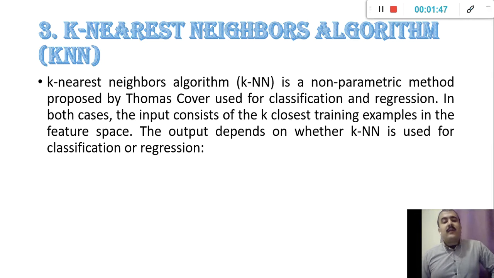K nearest neighbor algorithm. KNN is a non-parametric method proposed by Thomas Cover, used for classification and regression. In both cases, the input consists of the K closest training examples in the feature space. The output depends on whether KNN is used for classification or regression.